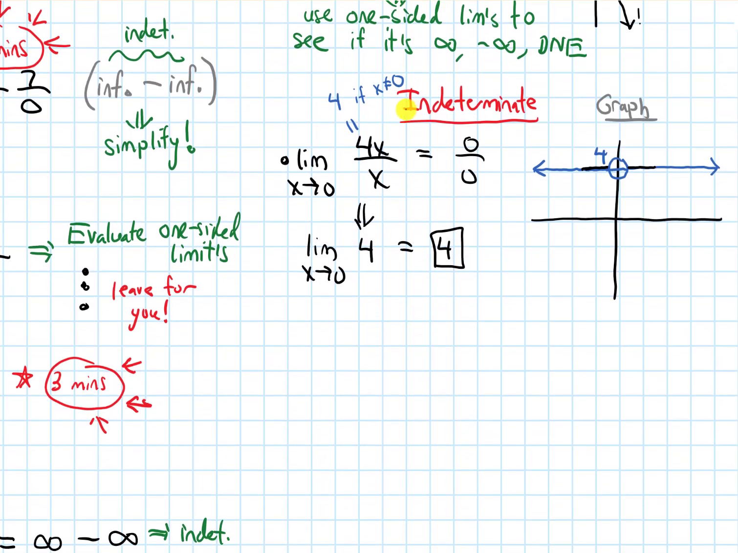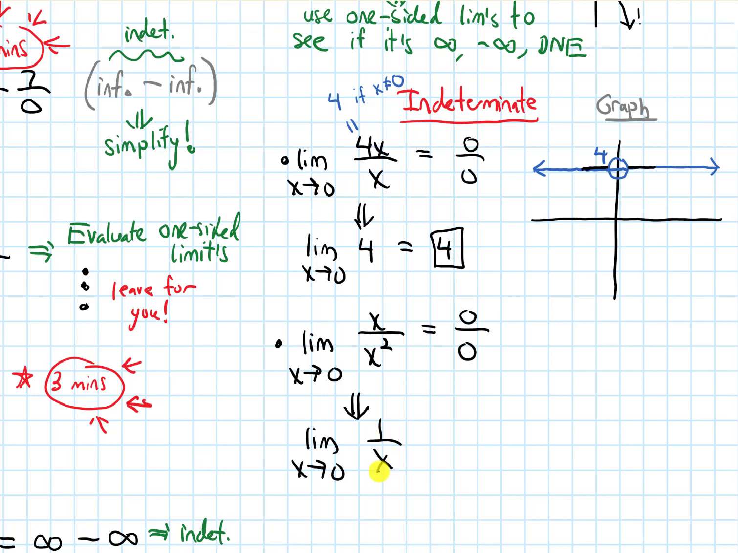Okay, so an indeterminate limit can sometimes be a finite number, like 4. Let's look at another example. Limit as x approaches 0 of x over x squared. Let's start off by plugging in. I'll get 0 over 0 if I do, so I simplify. And I'll get the limit as x approaches 0. Let's cancel an x on the top and the bottom to get 1 over x.